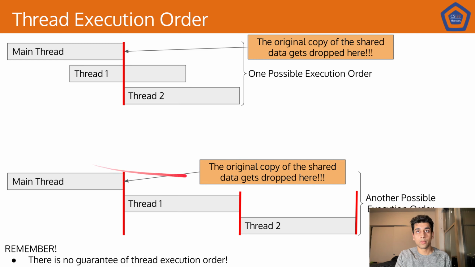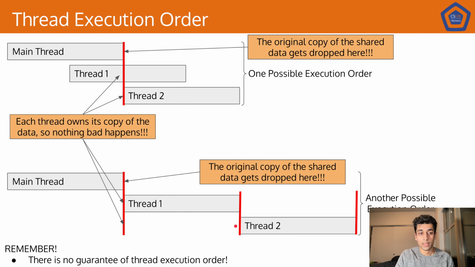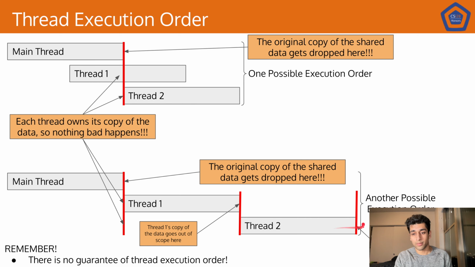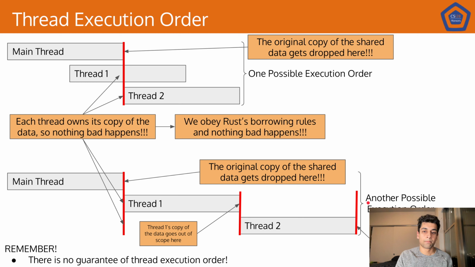Same thing in this example, the original data gets dropped at the end of main, but thread 1 and 2 are able to continue because they own their own copies of the data. So nothing bad happens. We do not violate Rust's memory rules. The copy that thread 1 owns goes out of scope here. The copy that thread 2 owns goes out of scope at the end of thread 2. All is fine. So we obey Rust's borrowing rules. Nothing bad happens because we're not borrowing.